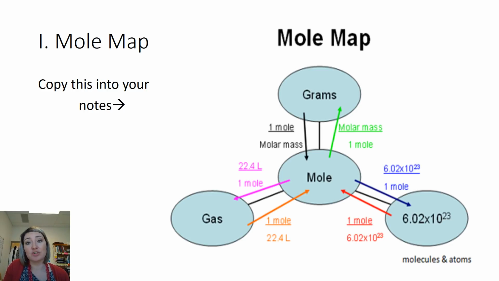And when you pause it, I want you to make sure that you copy down the mole map. What you need to be careful of is that your color matches your arrow. For example, if I want to go from moles to grams, I'm going to use this conversion factor. So if I go in the opposite direction from grams to moles, I flip-flop those two. So notice we now have moles over molar mass rather than molar mass over 1 mole. So make sure that your conversion factor matches the direction of your arrow.